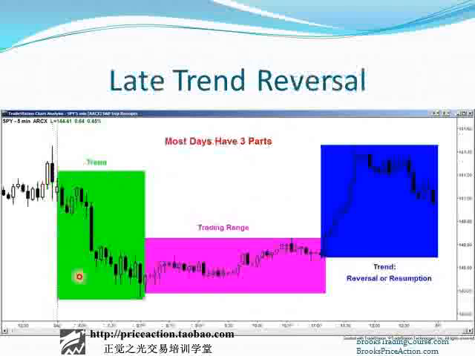Okay, here's an example where we have a bear trend initially, and then a trading range. Instead of resumption of the bear trend into the close, we have a reversal. So when you have that initial trend and then a trading range, it can either lead to trend resumption or a trend reversal, as we have here.